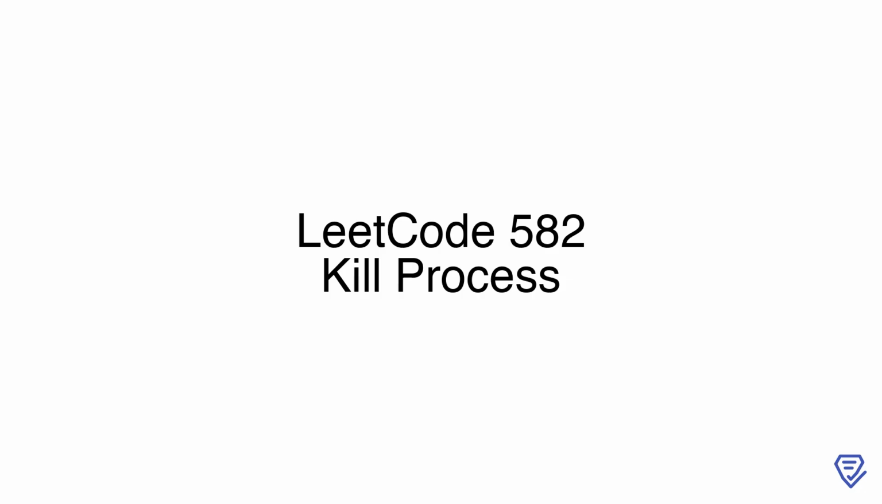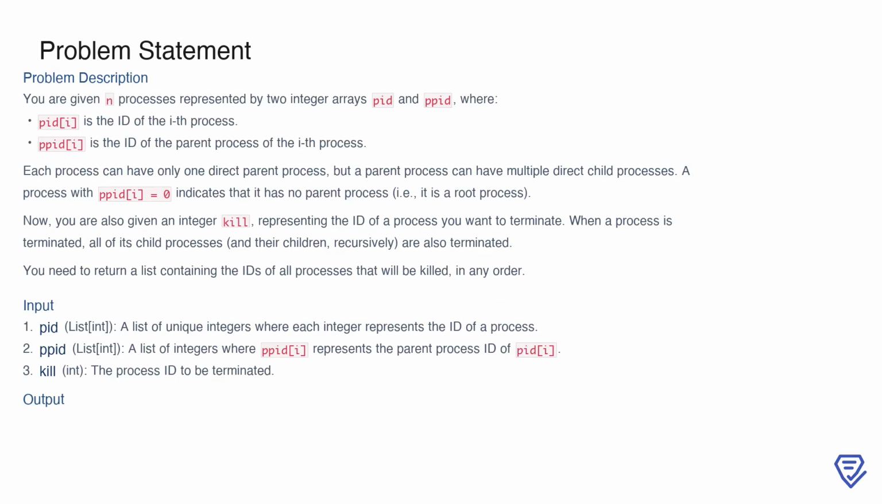Let's dive in. In this problem, we are tasked with managing a hierarchy of processes, where each process is represented by a unique ID. The relationship between processes is described using two arrays, PID for the process IDs and PPID for their parent process IDs. Each process can have exactly one parent, except for the root process, which has no parent and is represented by a PPID value of 0. Additionally, a parent process can have multiple direct children.